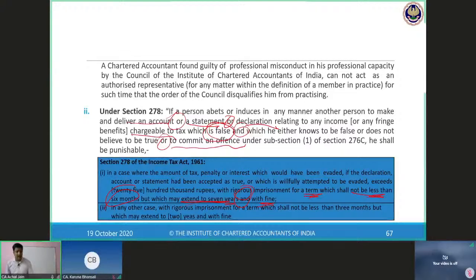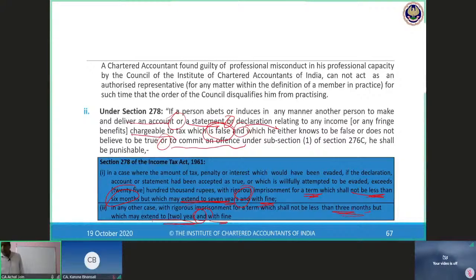So you can see fine is always there. Imprisonment may or may not be there. Fine will always be there. In any other case, with rigorous imprisonment for a term which shall not be less than 3 months but which may extend to 2 years, and of course, fine will come.